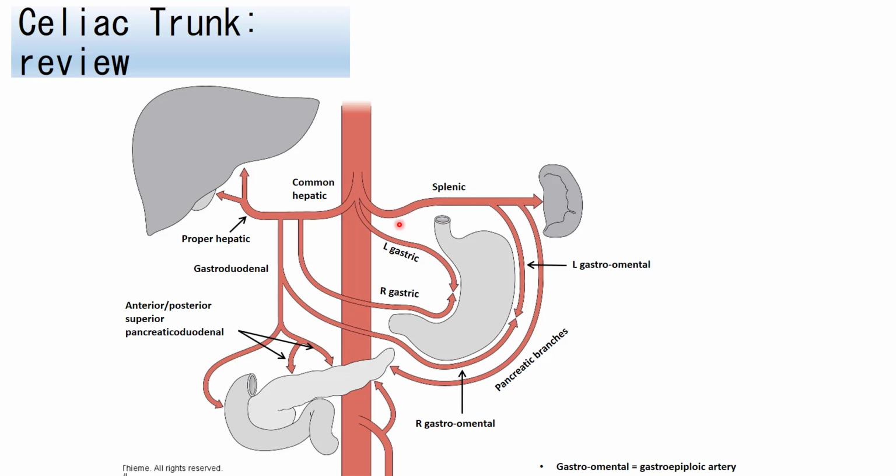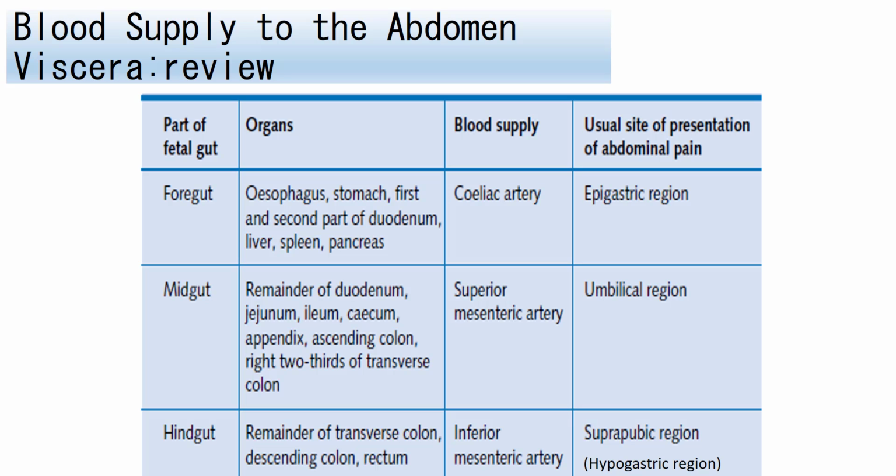The splenic artery, the biggest and longest and curliest that we have, will supply the spleen, but it also gives rise to the left gastro-omental artery. And it also has pancreatic branches, so several branches that come off on its way to the spleen that supply the pancreas. Here's a review slide for you.